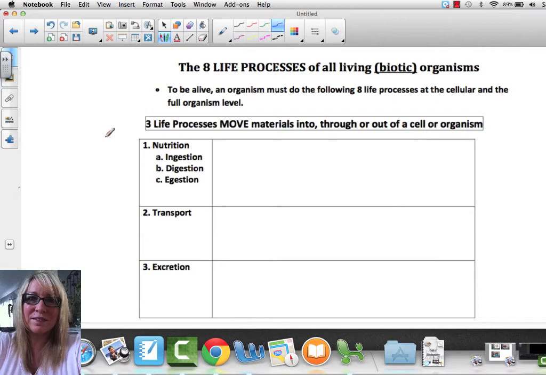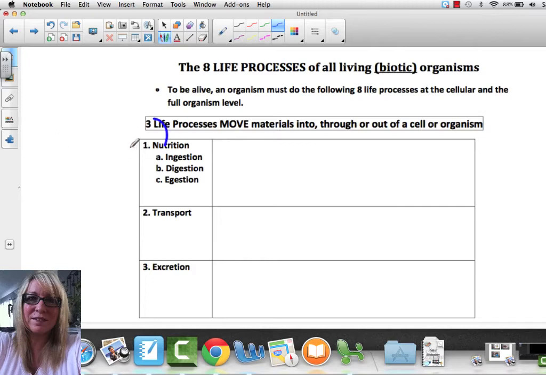Okay, so the 8 life processes of all living or biotic organisms. To be alive, an organism must do the following 8 life processes at the cellular and full organism level. 3 life processes move materials into, through, or out of a cell or organism. So we're going to talk about each one of these now in a little bit more detail.